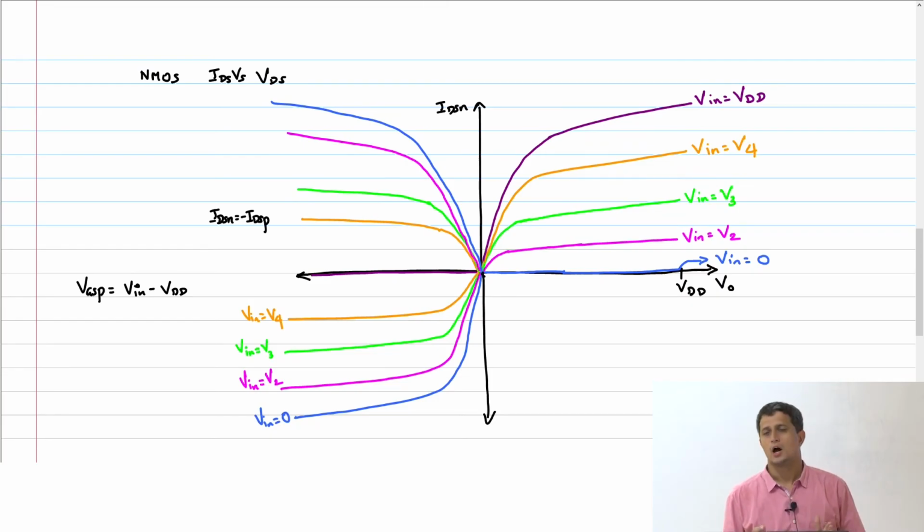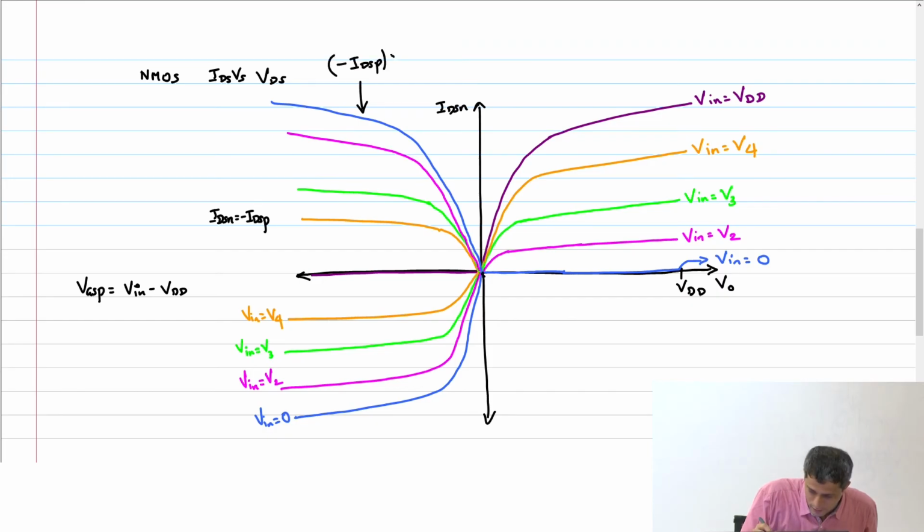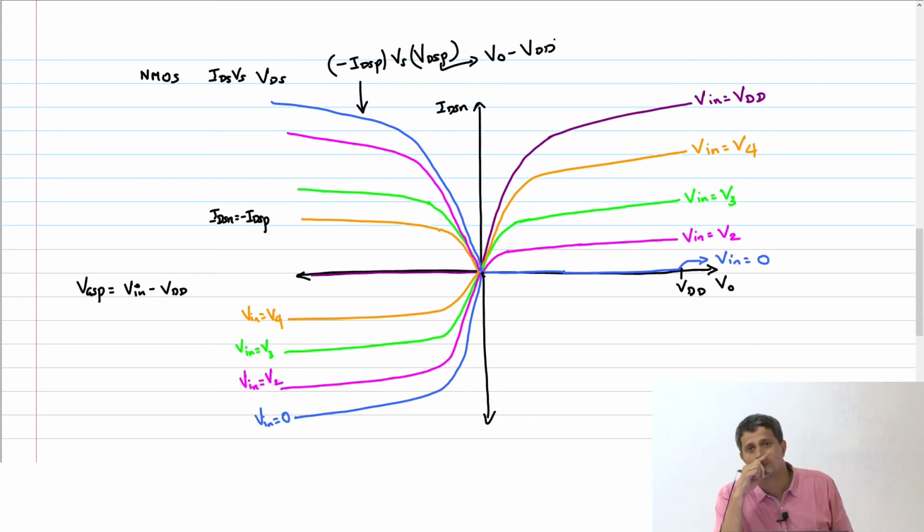Now I want to superimpose this on my IDSN versus V out itself. Remember, now this curve is minus of IDSP versus VDSP. Whatever curves we have drawn here are all minus of IDSP versus VDSP. But what is VDSP? This is nothing but V out minus VDD, right? Therefore, if f of x is there, how does f of x minus x0 look like?